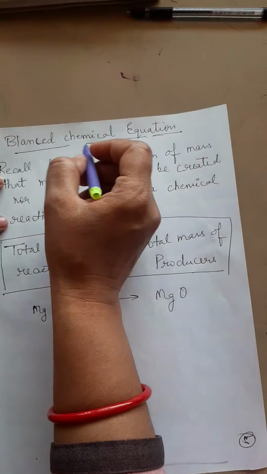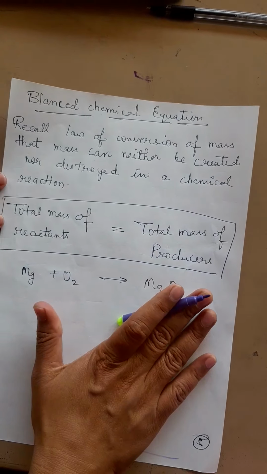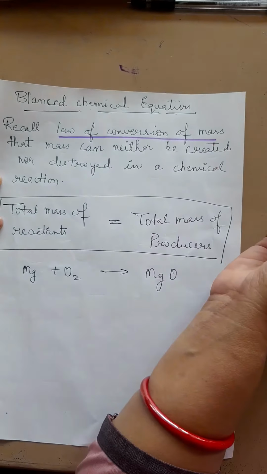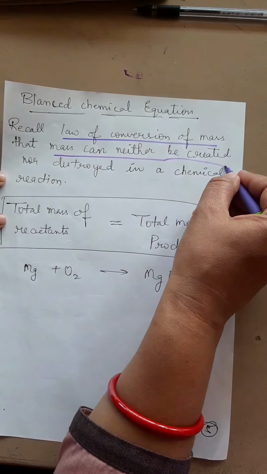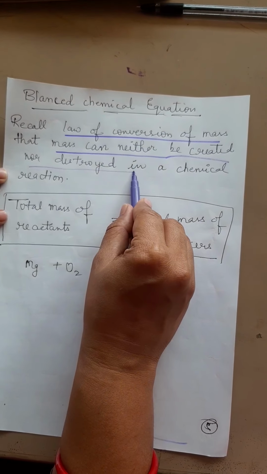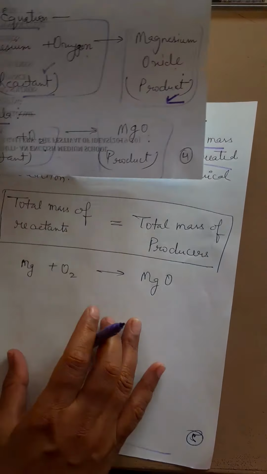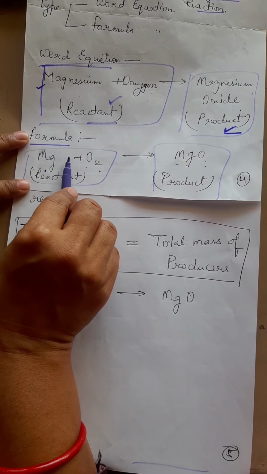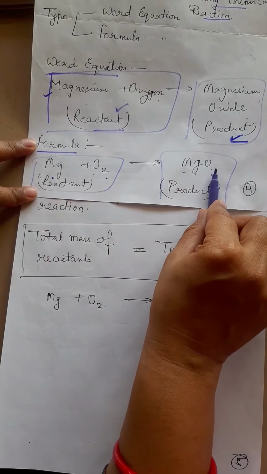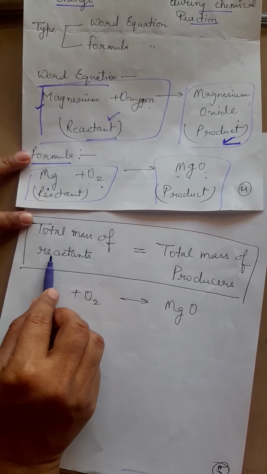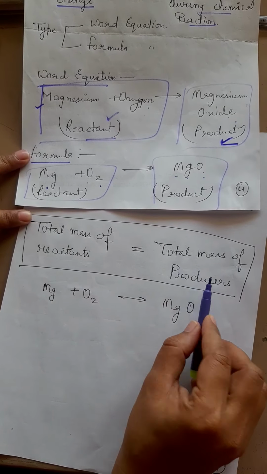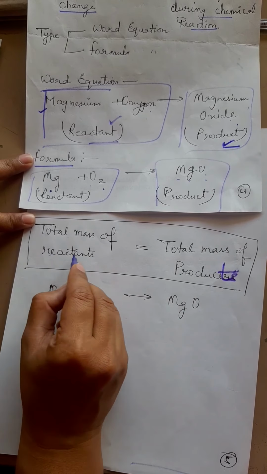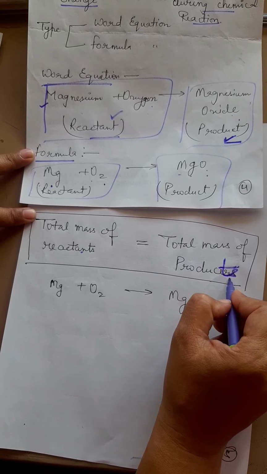Now the second point is balancing a chemical reaction. For that we have to learn the law of conservation of mass: mass can neither be created nor be destroyed. It means in every chemical reaction, the mass of elements in the reactants will be equal to that in the products. The total mass of reactants is always equal to the total mass of products.